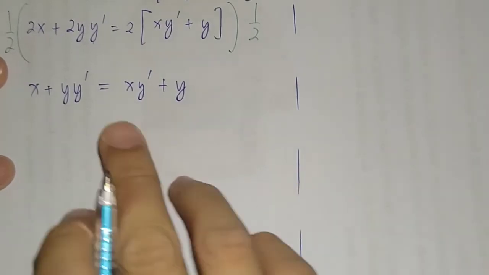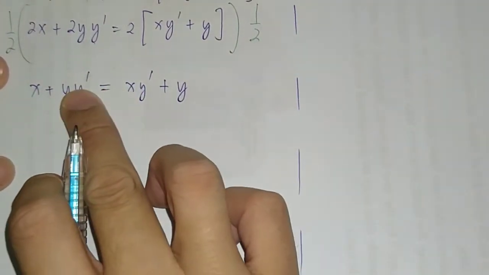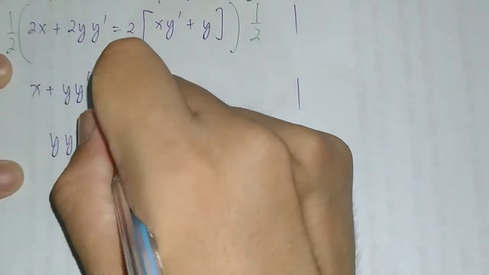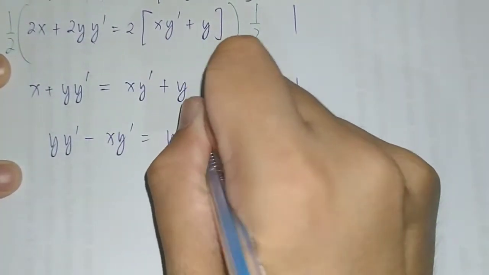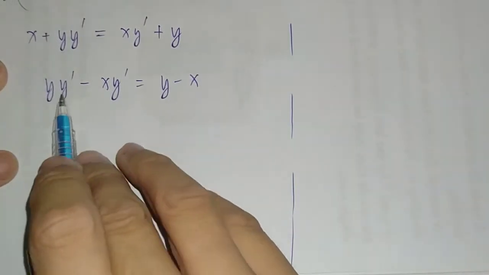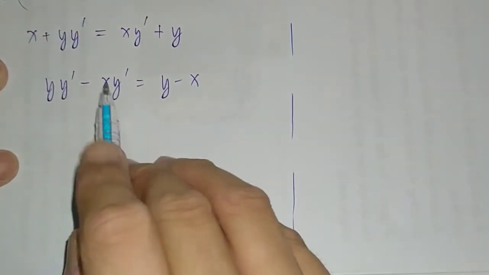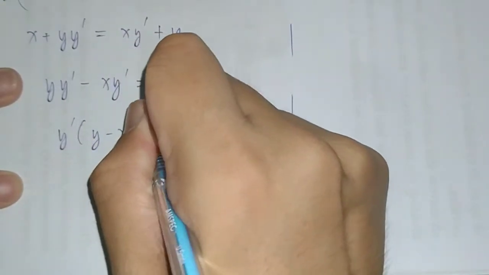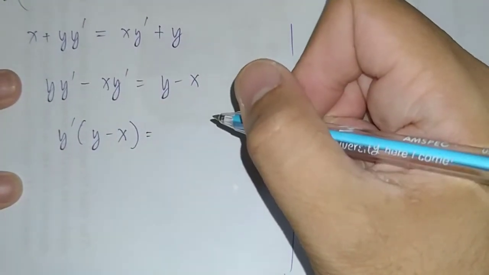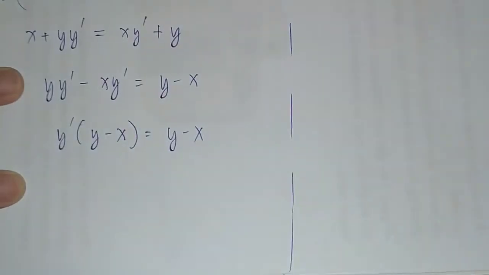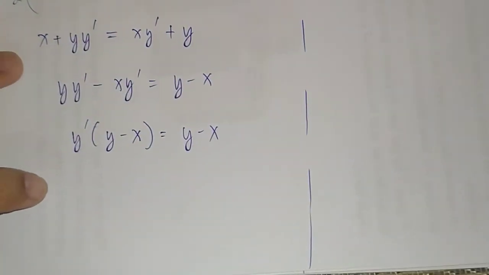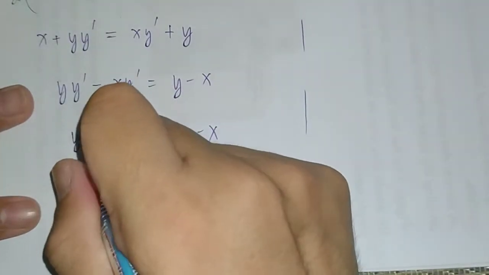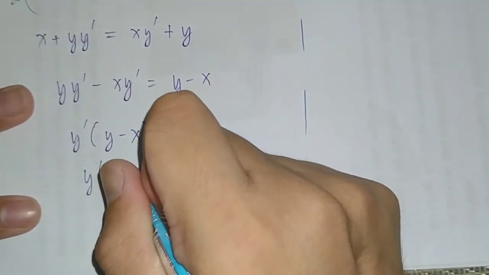Then, you combine like terms. So, this xy prime can be transposed to the left and this x transposed to the right. So, magiging yy prime minus xy prime is equal to y minus x. So, I can factor out y prime. So, magiging y minus x is y minus x. Oh, that's nice. And y prime is simply 1.